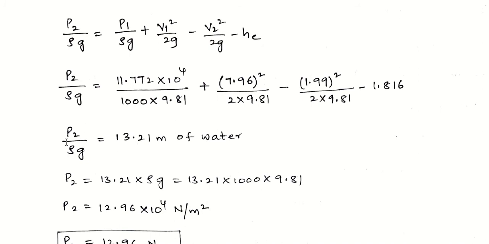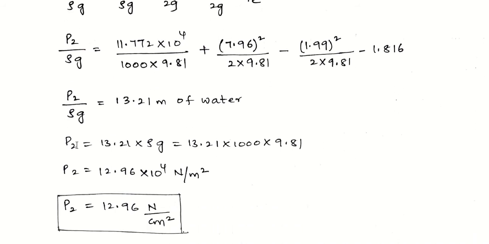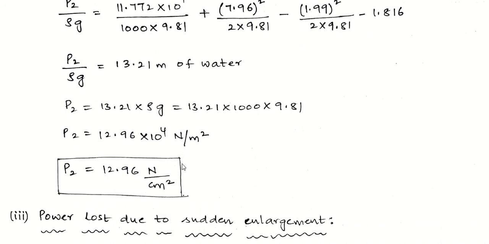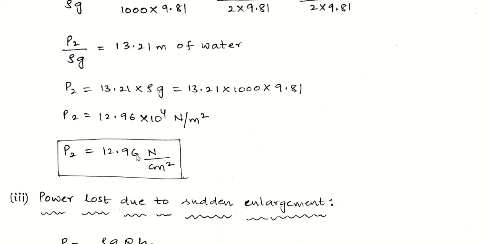This is the pressure head in the enlarged pipe, but he asked for pressure only. So this rho g will go this side. So 13.21 into rho g. Rho means 1000, density of water, and 9.81 is g. So finally we got 12.96 into 10 power 4 Newton per meter square. But if you remember in the question, our P1 was given in Newton per centimeter square. For our convenience, we converted into Newton per meter square. But now you should convert or indicate P2 in terms of Newton per centimeter square. So just divide by 10 power 4. You'll get 12.96 Newton per centimeter square.